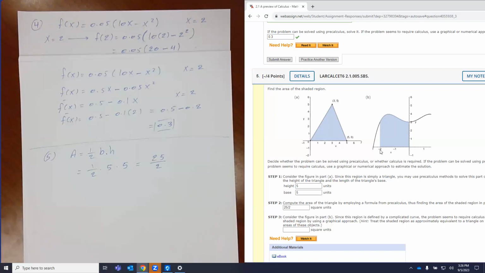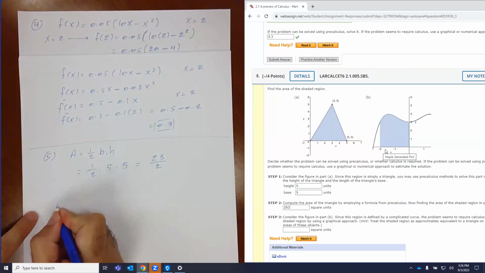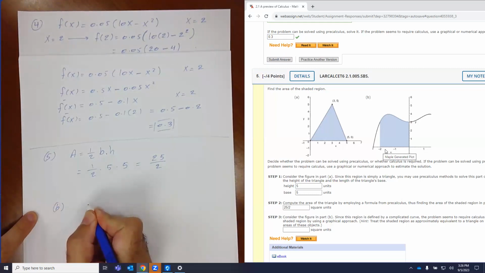That means 2 units. Be careful, it's not -2 because we need to find the area. There is no length or width with negative. So how many units do I have here? I have 2. So to find the area, this is for part B, I'm going to say the width is equal to 2.